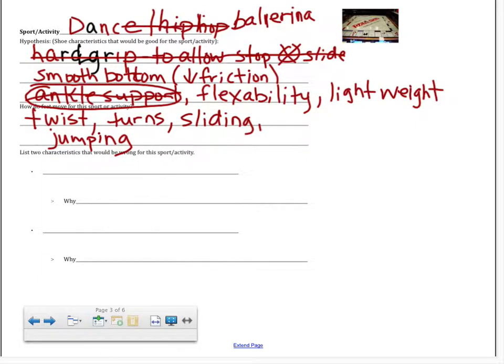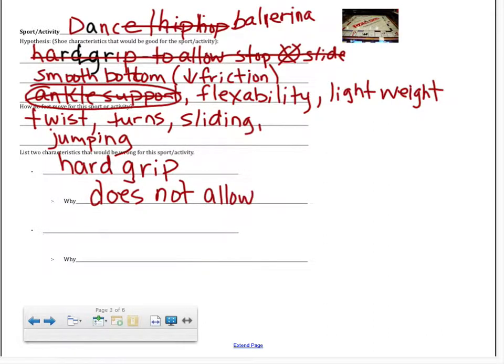Two characteristics that wouldn't be right for this activity or sport. Hard grip. Why? You're going to try to slide, break your ankle. What does hard grip not allow? It doesn't allow much bending. Well, they can still walk. So what kind of movement though? It doesn't allow sliding, because the floors in there are kind of slippery. Yeah, you need a hard grip. No, this says list two characteristics that would be wrong. Hard grip. What's another characteristic that would be wrong for this?